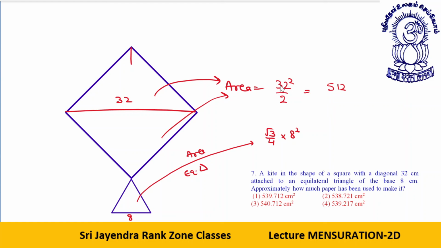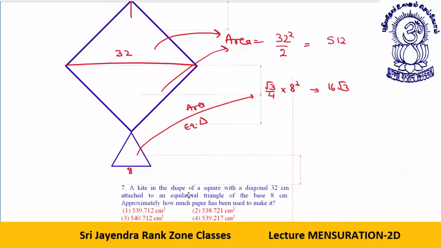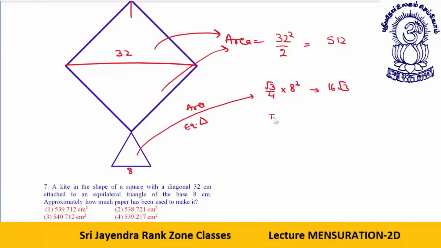32 square is 1024. 1024 divided by 2 is 512. This is 64 by 4, 16 root 3. So the total area of the figure is, I can say, the total area is 512 plus 16 root 3, or 16 into 1.732. Clear? 512. Options are close, so we will have to be very precise with the calculations.